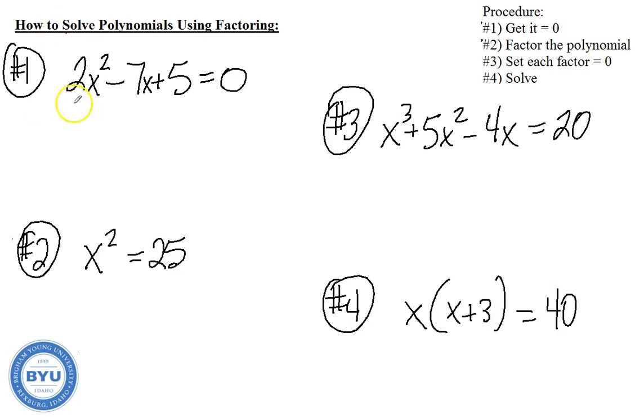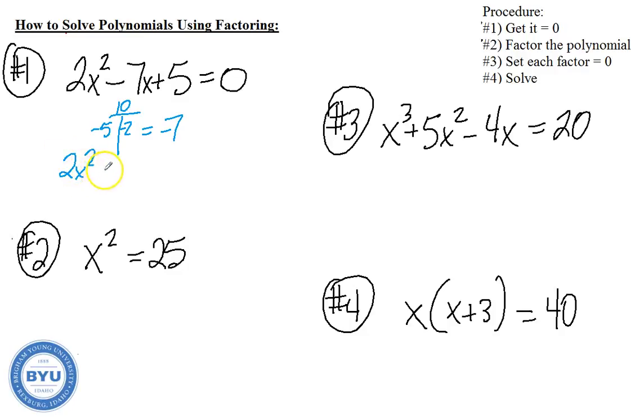Okay, number 1, we have to factor this 3-term polynomial. To factor a 3-term polynomial, we use the AC rule. So 2 times 5, that's 10. We're looking for the factors of 10 that add up to negative 7. What are they? 5 and 2. We need to make them both negative.